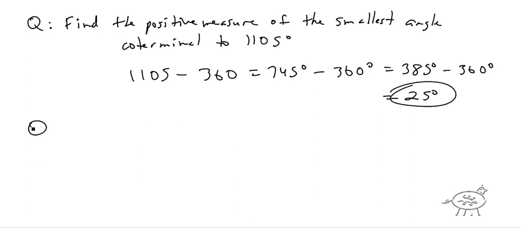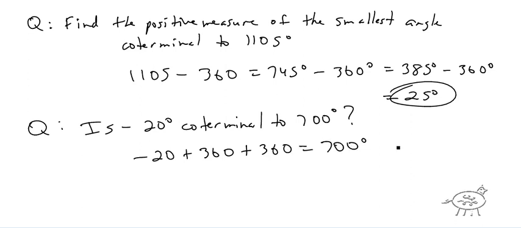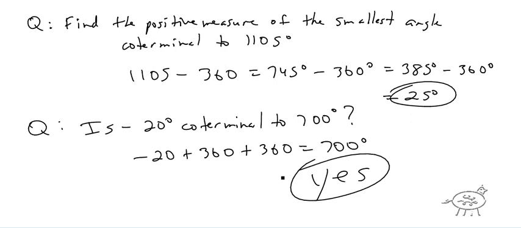Okay? Here's another question for you. Is negative 20 degrees coterminal to 700 degrees? Well, it is, because you're going to say negative 20 plus 360 plus another 360, and that equals 700 exactly. So the answer is yes. Okay, pretty easy.